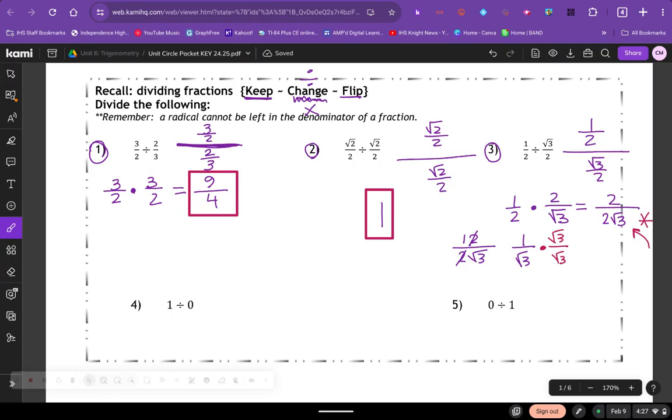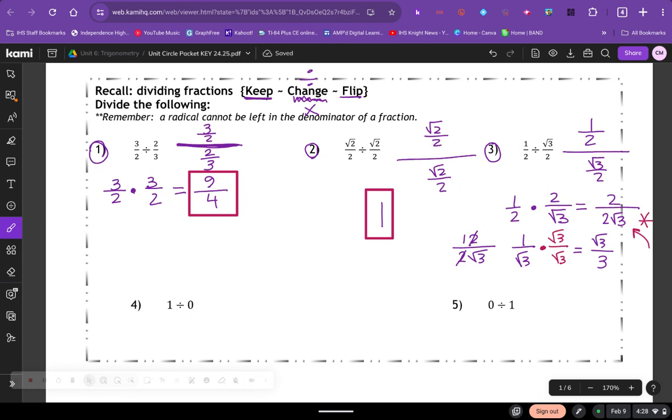Square root of 3 over square root of 3 is a form of 1, and so that's what makes it legal for me to be able to do this. And by doing this, I'm getting rid of the radical that's in the denominator. The square root of 3 times the square root of 3 ends up being just the number 3.